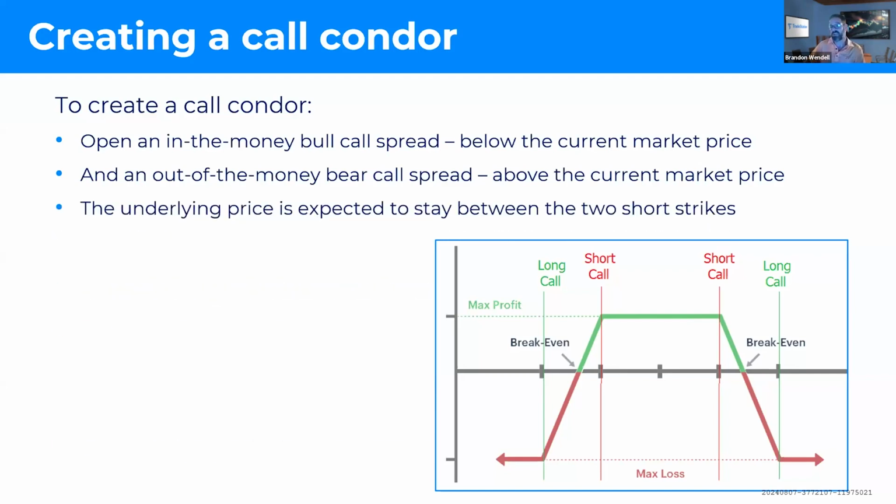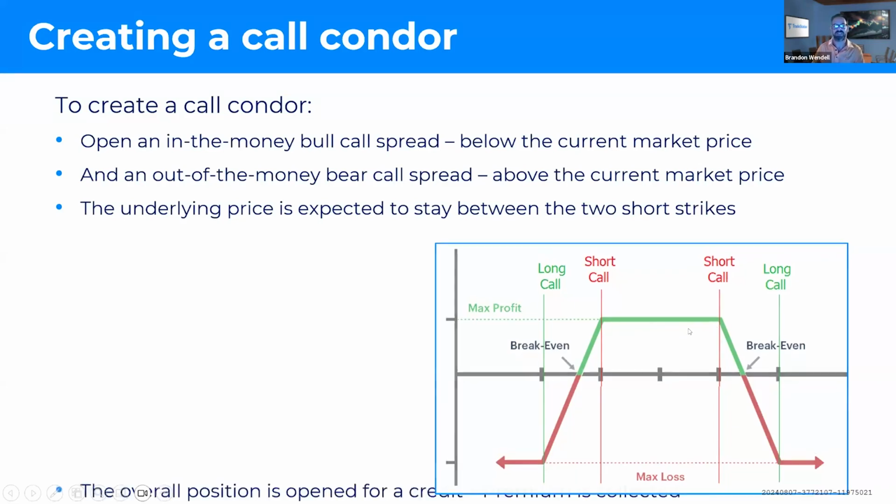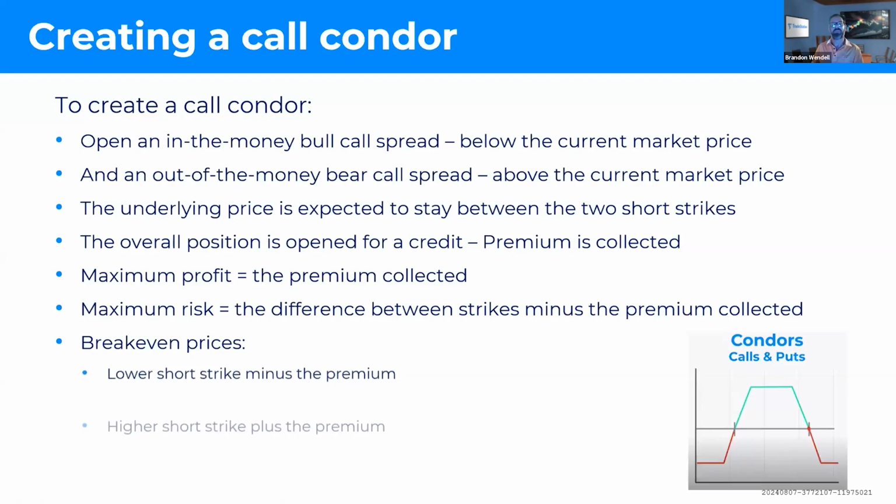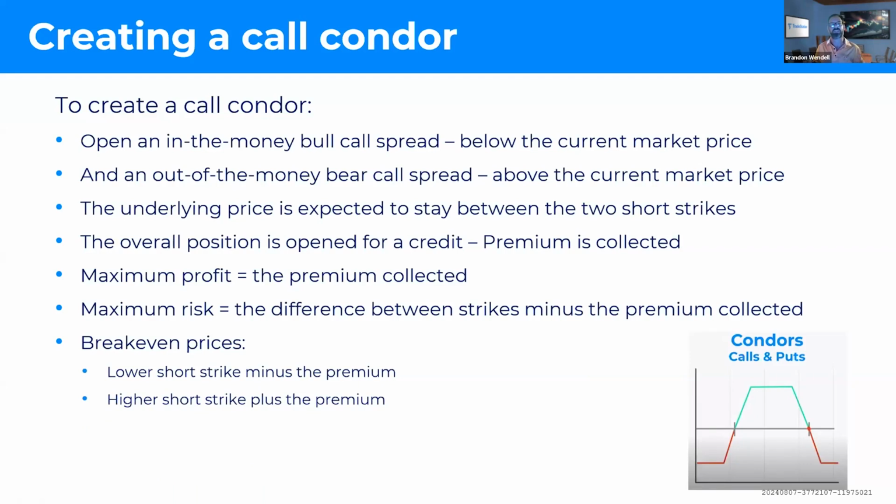So the underlying, I basically just said that the underlying price is expected to stay between the two short strikes. And the overall position is collecting premium. It's a credit spread. The maximum profit you could possibly gain when it comes to trading a credit spread is the premium you collected. You cannot gain any more than that, right? However, the maximum risk, because we are limiting it, we are basically doing two spreads rather than just selling two different options as a spread. We can also buy two options to limit that risk.